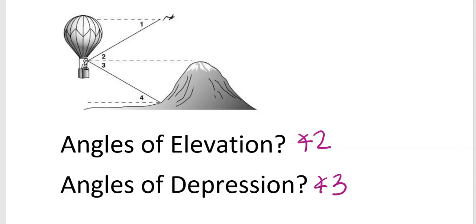What about angle 1? What would that one be? Depression from the bird's perspective. Yep, from the bird. The bird was looking straight and then chose to look down at the balloon. So an angle of depression would be angle 1. And then what would angle 4 be? Angle of elevation, and that's kind of from the mountain. I mean, not that the mountain looks, but they were looking this way and looked up if there was something down there. So 4 would also be an angle of elevation.